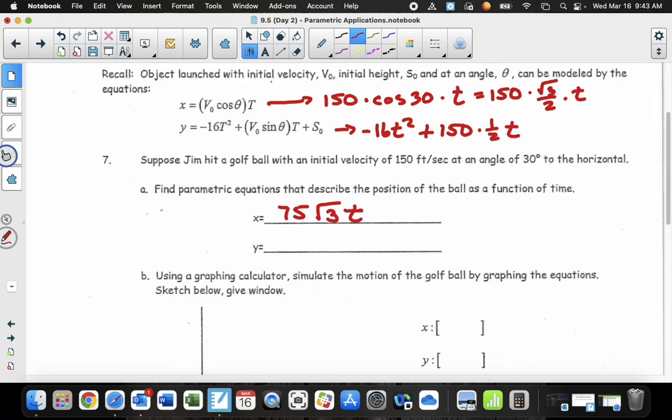Plus, what's s sub 0 on this one? What's our initial height? 0. You're hitting the golf ball, assumed, since they don't tell you that there's any other height, you have to kind of assume that you're hitting the golf ball off the ground. So initial height would be 0, so I really don't even have to put that on the end. I don't have to put a plus 0 down there. And once again, let's clean this up just a little bit. We have negative 16t squared plus half of 150 gives you 75t.